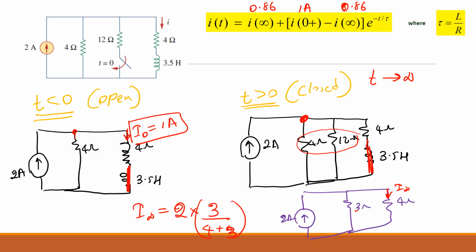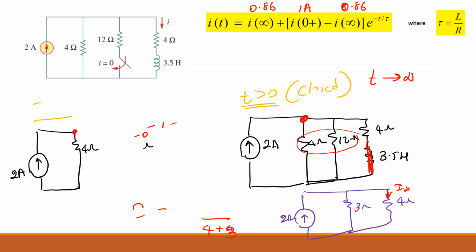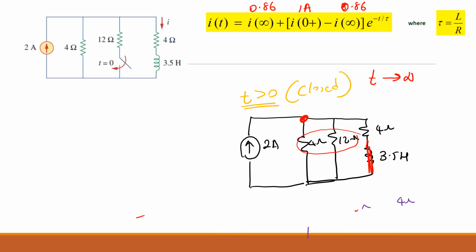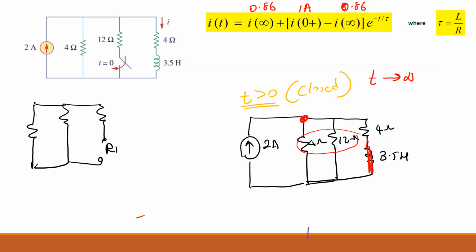Okay, so how to find the R here? I'm deleting the unnecessary part. You use the time is more than 0 circuit here, and you find the RTH across the inductor. So you make that path. You switch off all the independent sources, and when you switch off a current source, that path becomes no current, open circuit. So you have 4 and you have 12 and you have this, and you have to find the RTH here, because there you have your inductor. So this will be 4 ohms and 12 ohms and 4 ohms.